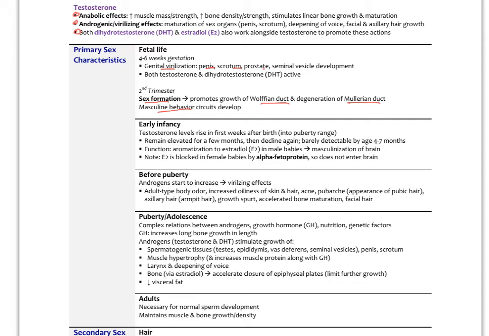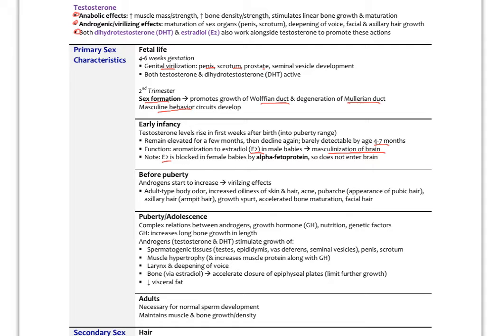In early infancy, testosterone levels rise in the first few weeks after birth. Remember, in the last video I discussed that with the fetal Leydig cells. This will remain elevated for a few months and then decline, and we will barely detect testosterone by 4 to 7 months. The function, we think, is again to create a pool of estradiol, which is going to help with development of the brain. In females, as I mentioned in the last video, estradiol is actually blocked by alpha-fetoprotein, and so it does not enter the brain. So a female brain develops without the influence of estrogen. Male brains develop with estrogen.